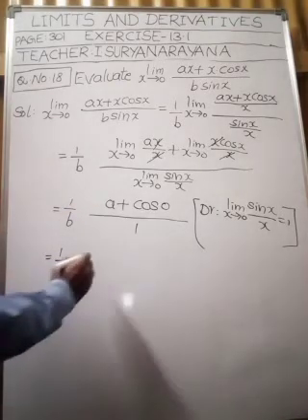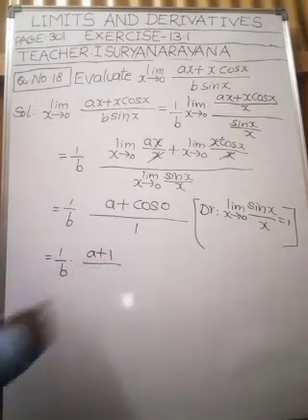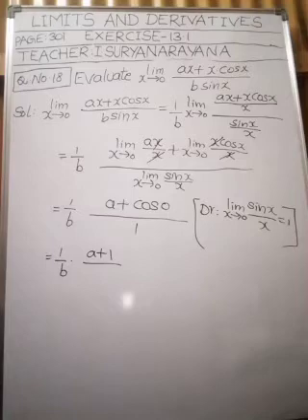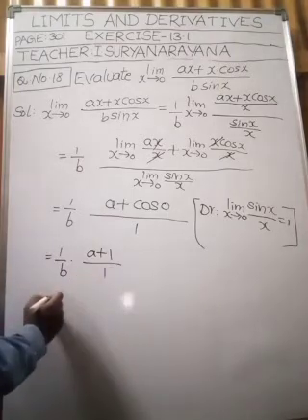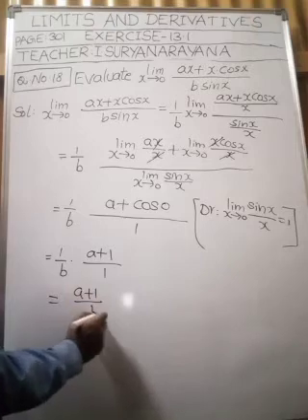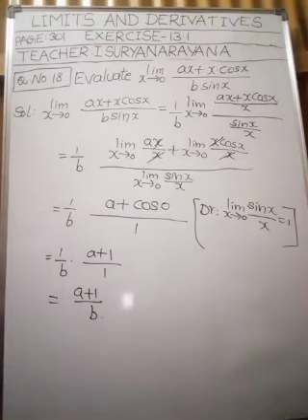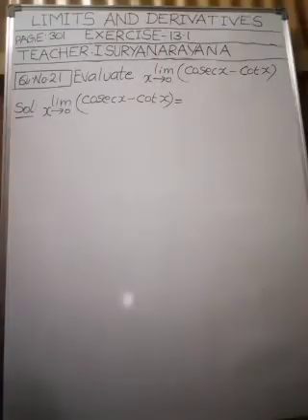a plus, what is cos 0? What is the value of cos 0? 1 by 1. Then what will we get here? A plus 1 by b. This is the limit of the given function. Understood, my dear children? Right.